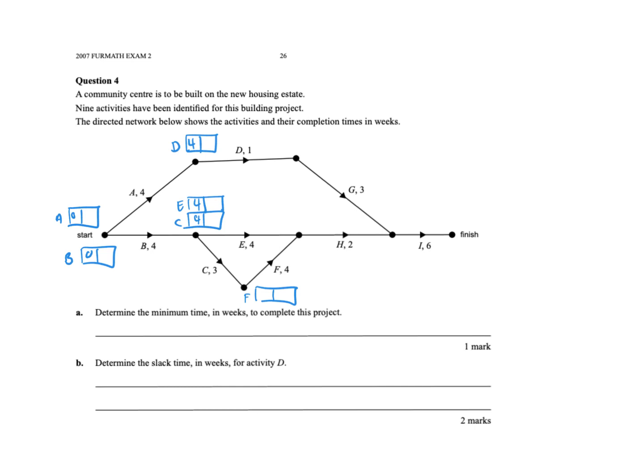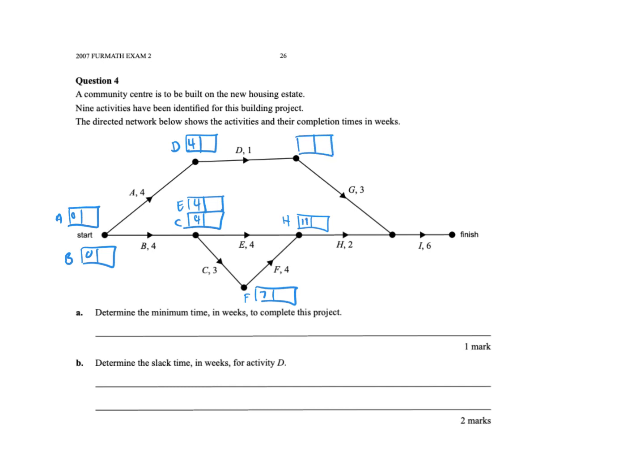Down here, F would be 4 plus 3, so 7. And we've got to be careful with this H because it can come two ways. So 7 plus 4 is 11, or if I came via E, it'd be 4 plus 4, which would be 8. So I'm going to pick 11.